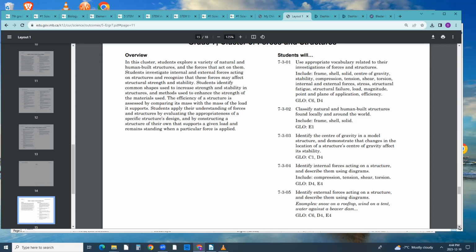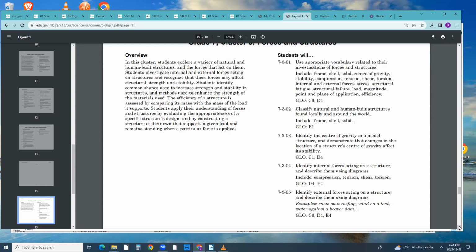The efficiency of a structure is assessed by comparing its mass with the mass of the load it supports. Students apply their understanding of forces and structures by evaluating the appropriateness of a specific structure's design, and by constructing a structure of their own that supports a given load and remains standing when a particular force is applied. Students will use appropriate vocabulary related to their investigations of forces and structures.